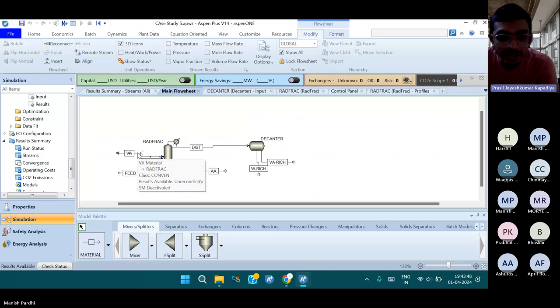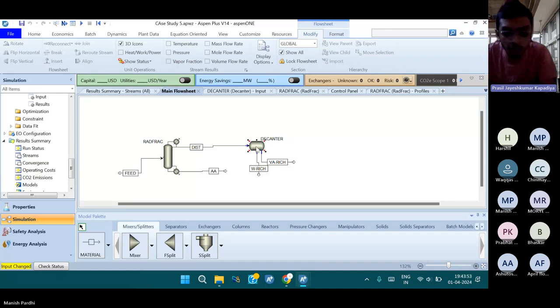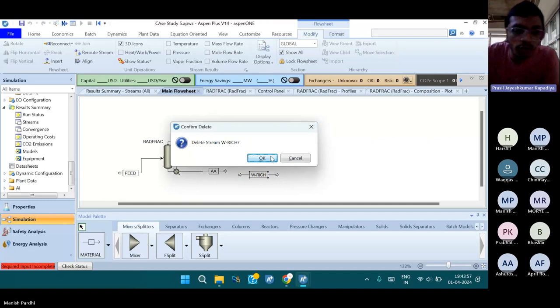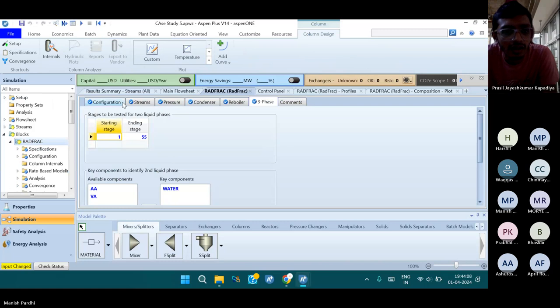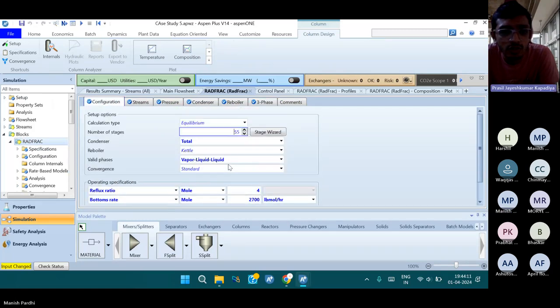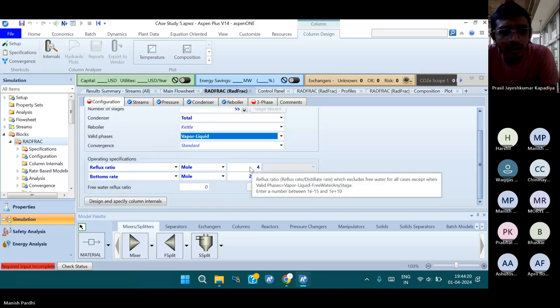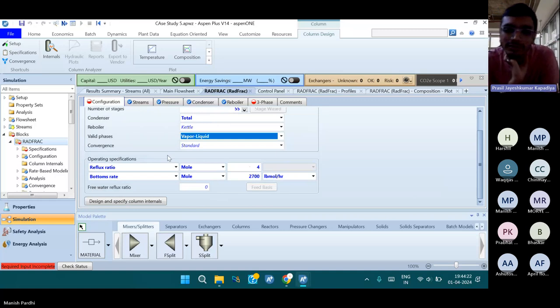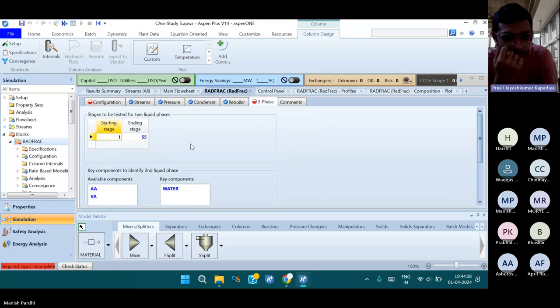Just delete the VA stream, delete this decanter, and the decanter is also not required for now. The decanter and those outputs of the decanter. Okay, now go to distillation. Yeah, now go to distillation, the red flag. We need to change some input. Yeah, go to configuration, just choose vapor liquid. This is the problem. Remove this three-phase part if you can. Go to the three-phase option, delete everything.